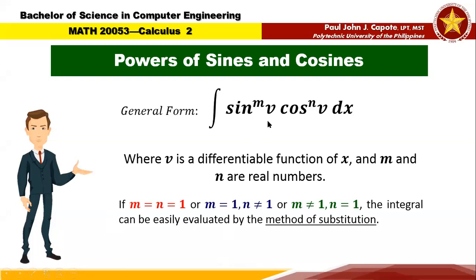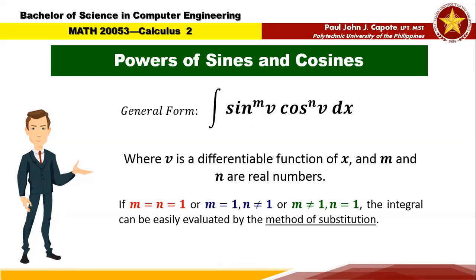Given this general form of the powers of sines and cosines, if these powers m and n are equal to 1, or if m is equal to 1 and n is not equal to 1, or if m is not equal to 1 and n is equal to 1, this general form can be easily evaluated by the method of substitution or the U substitution. Okay, the method of integration that we already discussed in the previous lectures.